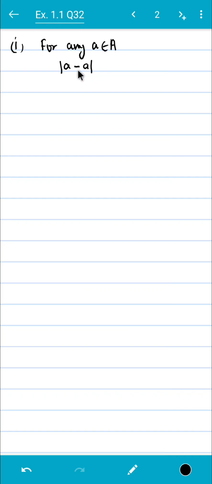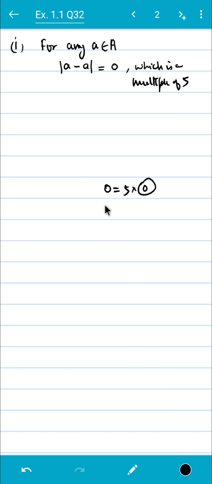And the answer is yes, because whatever the value of a, a minus a is always 0. So I get this 0, which is a multiple of 5, always. Because 0 you can write as 5 times some integer, and that integer is 0. 5 is a multiple of 5 because you can write it as 5 times 1. Therefore, (a, a) belongs to the relation R, and so R is reflexive.